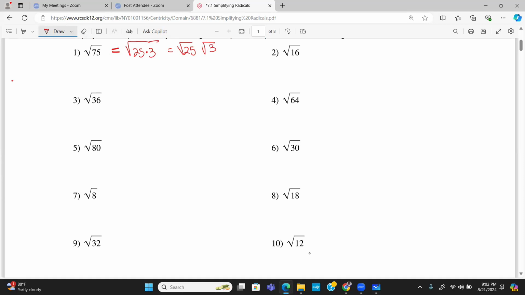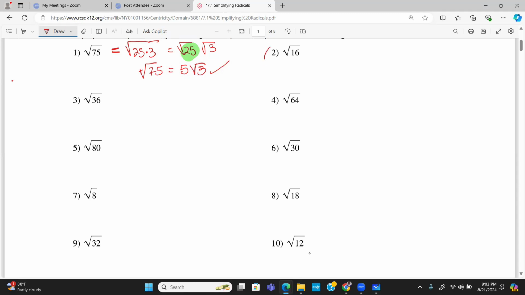Remember that 25 is a square number. Because 25 is a square number, I'm now able to take the square root of 25, which is 5, and then root 3. 3 is not a square number, so we have to leave this. So this is saying to us that the root of 75, when simplified, is 5 root 3.